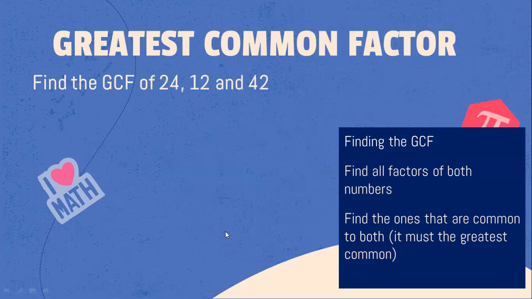Let's have another example. Try this one on your own. Find the greatest common factor of 24, 12, and 42. I'll be giving you enough time to solve it.